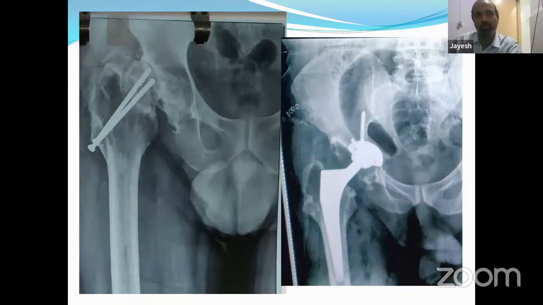So this is the pre-op X-ray, and because the bone was soft on the acetabular side, when we reamed, it created a little bit of protrusio, but we were able to put in a small acetabulum, which was well fixed over there. So, any comments regarding the same?